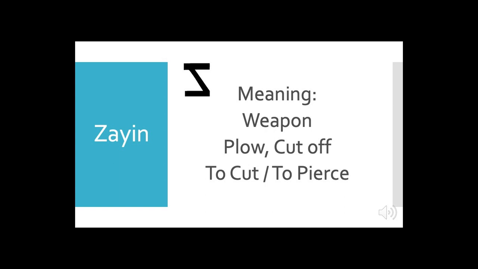Some additional meanings have been assigned to this letter, and they are plow, cut off, sword, to cut, to pierce. Those words all kind of go with weapon. They can all be a weapon. I am sure that the ground feels like a plow is a weapon against it, for sure. So remember, Hebrew has concepts. They don't have hard and fast meanings. They have concepts. So the concept assigned to Zayin is weapon, and then these others are offshoots from weapon.